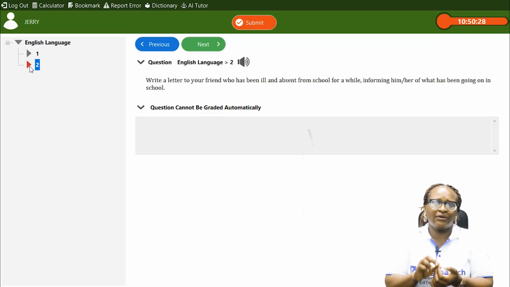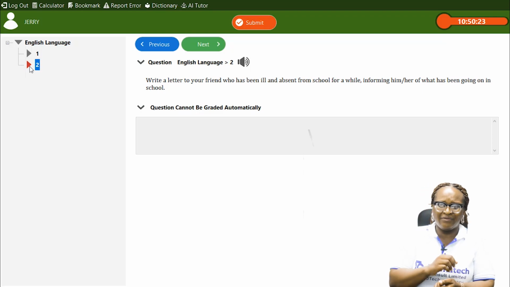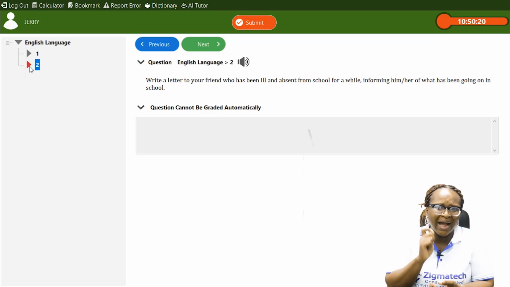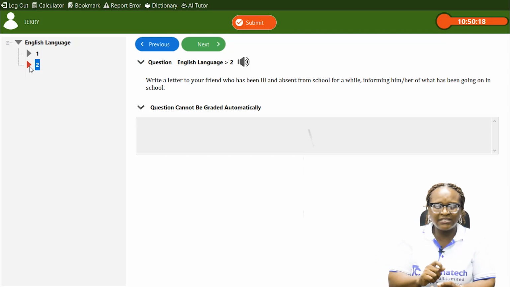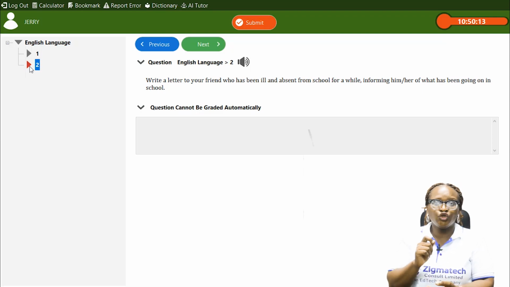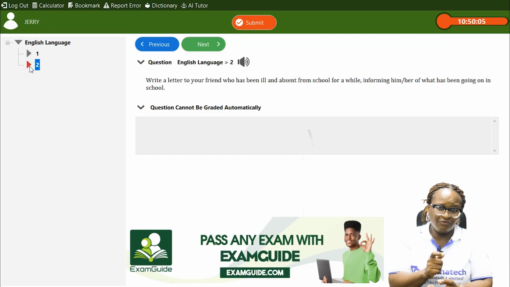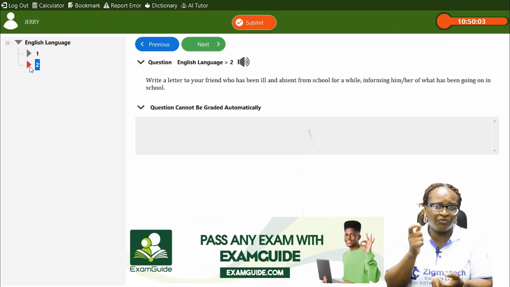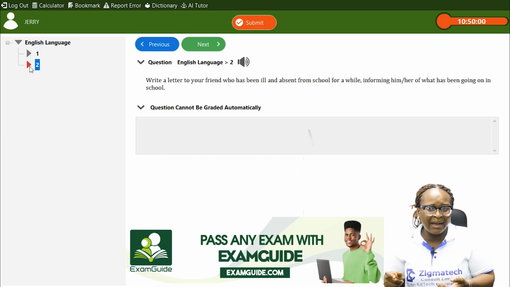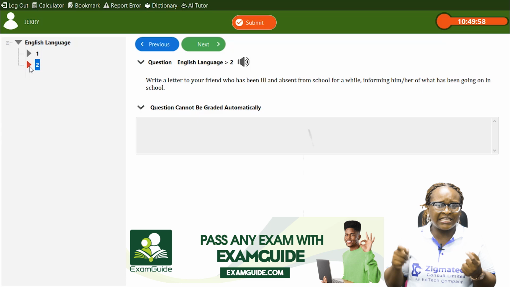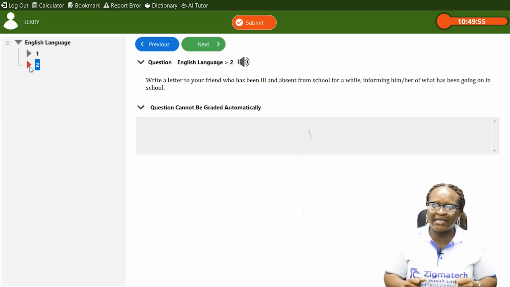Yes. Now, another thing I want to point out in formal letter writing is that we write formal letters to people who occupy positions. All right? You know why I'm emphasizing on it? I'm doing so because you could be asked to write a letter to your class prefect, informing him or her of the activities that happened in class in his absence. In that case, that type of letter is a formal letter.